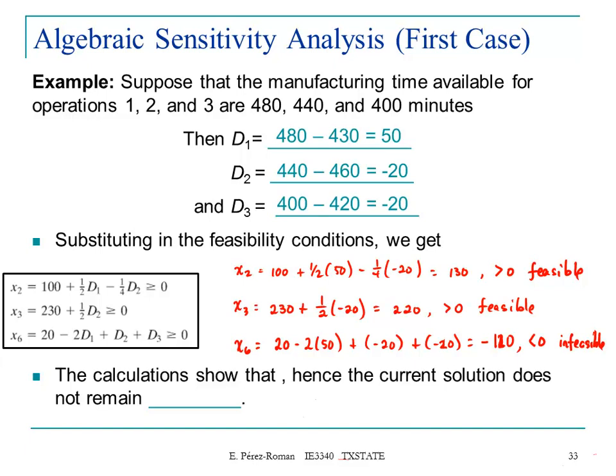So the difference will give me 50, 20, and minus 20. So substituting this in the feasibility conditions, we get the following. We get x2 equals 130, x3 equals 220, but x6 equals minus 120. That means that those changes will not keep the same solution in your objective function. That means that your optimal solution will be changed if you decide to make those changes.